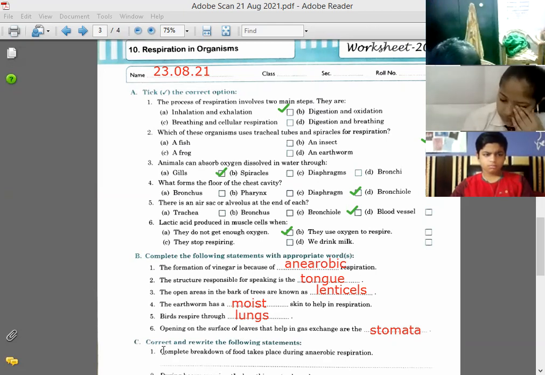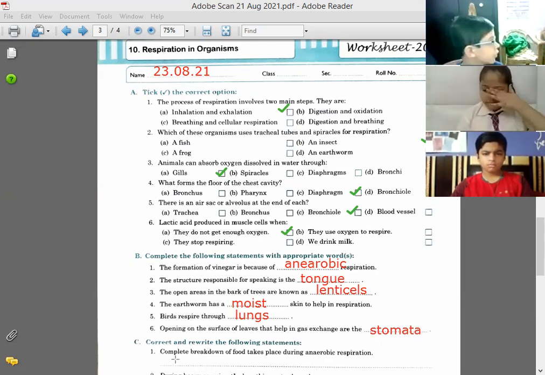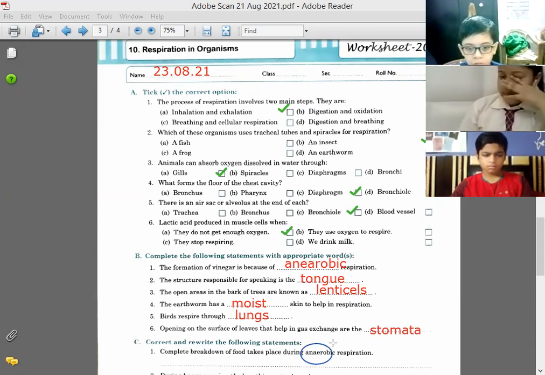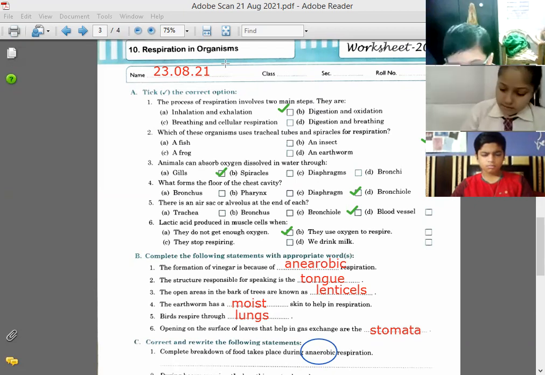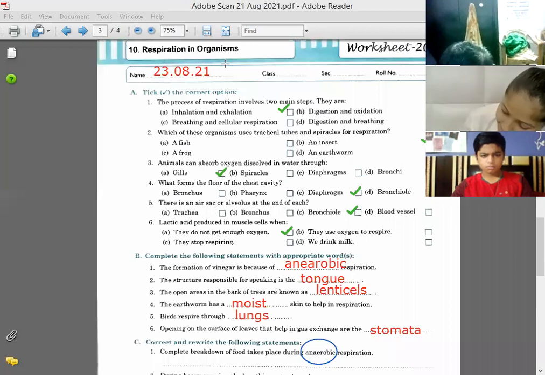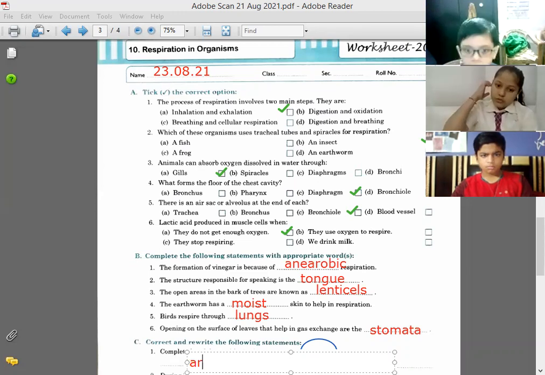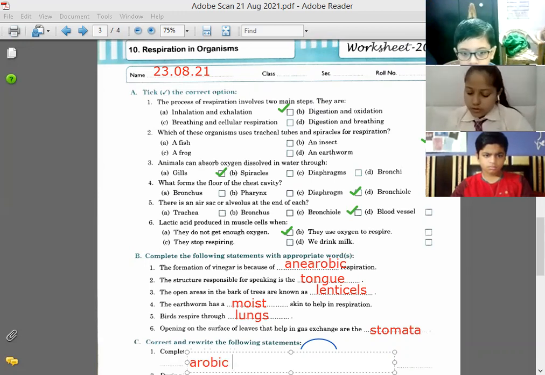Next, part C, complete and rewrite the following statements. So here you have to find out the error, correct it and rewrite. Complete breakdown of food takes place during anaerobic respiration. Ma'am, aerobic respiration. So that will be during aerobic respiration. Kindly write down the correct option. Instead of anaerobic, here it will be aerobic.